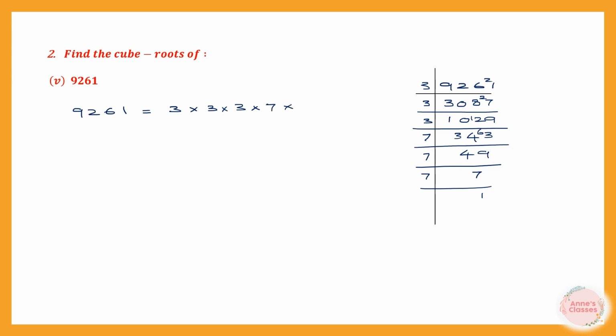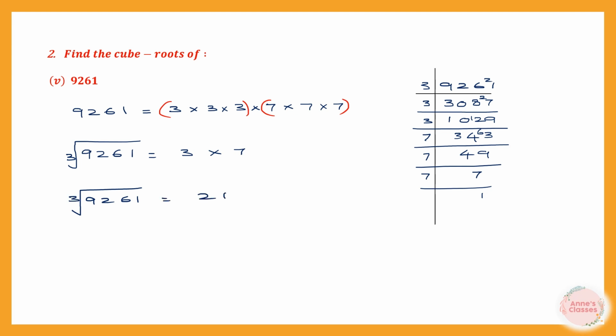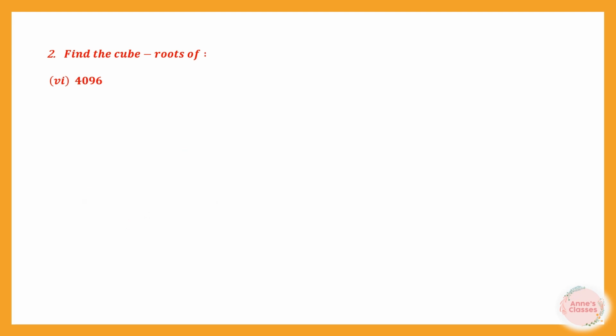That is 7 into 7 into 7. Now next step is forming triplets. Form triplets of identical factors. Now we are finding the cube root of 9261. The cube root, take one from each, 3 into 7. So the cube root of 9261 is 3 into 7, which is 21. 21, if you multiply it 3 times, 21 into 21 into 21, you will get 9261.